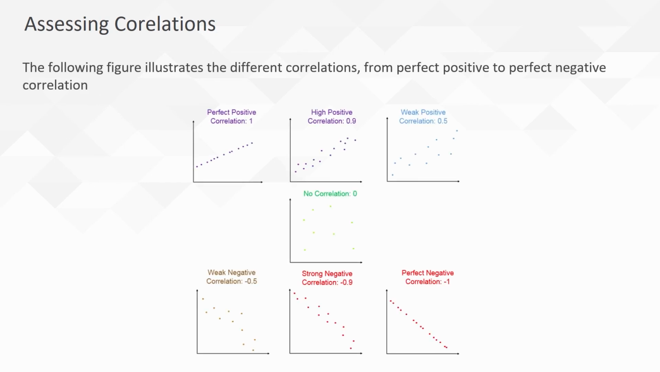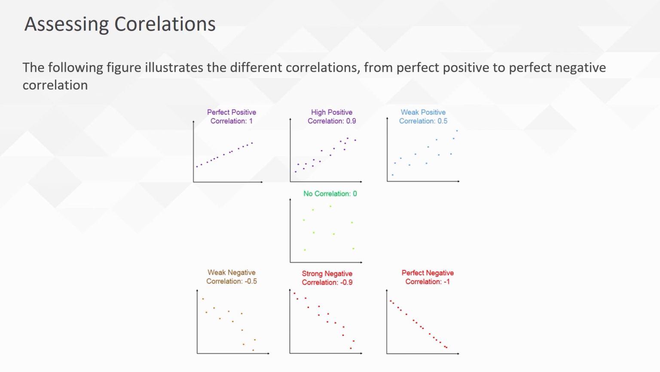Another quick and effective method for assessing a relationship is to see whether there is a correlation between the variables. Correlations are linear relationships between two variables. They can be positive, as one variable increases, the other increases, or negative, as one increases, the other decreases. Correlation can be calculated easily using statistical packages, resulting in a single number that can often reveal whether there is a strong relationship between two variables. The figure that you see on the screen illustrates the different correlations from perfect positive to perfect negative correlation.